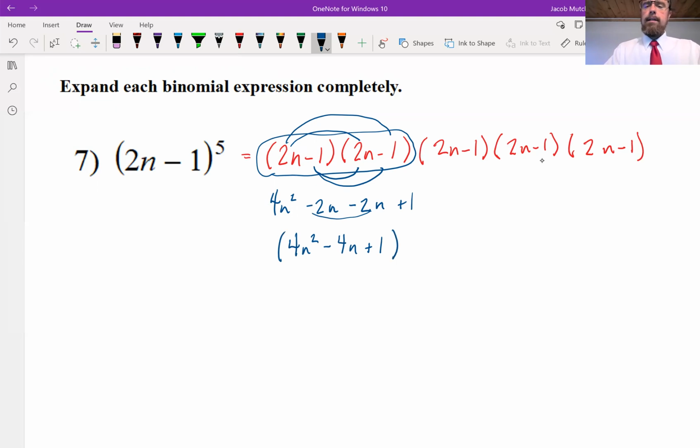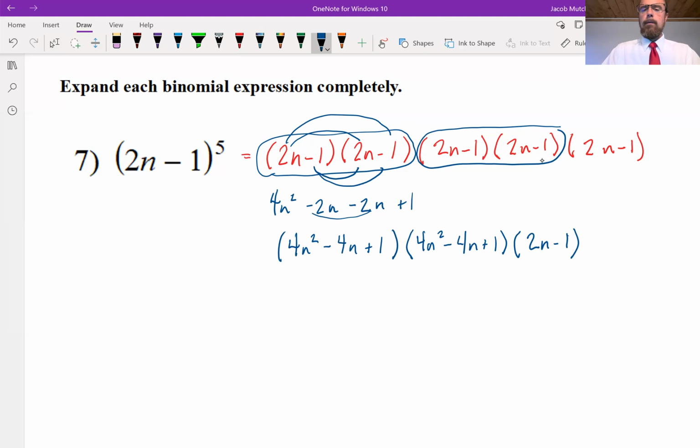Now, I can think at this point that this second set of 2 is also going to be 4n squared minus 4n plus 1, since they're the same exact binomials. And then I'm just going to tack on the fifth binomial, 2n minus 1. So I'm almost ready to set up the chart, but what I need is to multiply these latter 2. I only want to, in the end, multiply 2 polynomials.